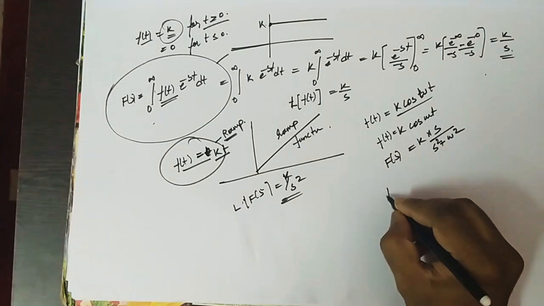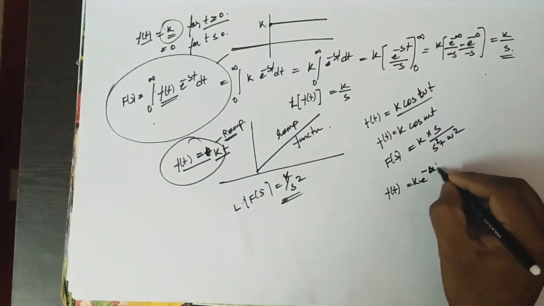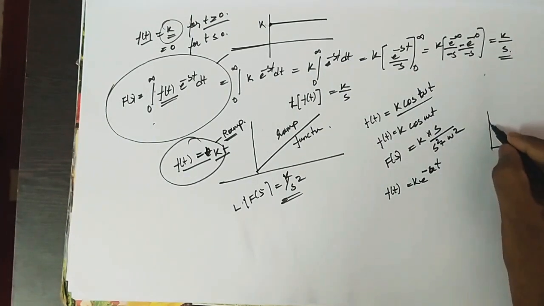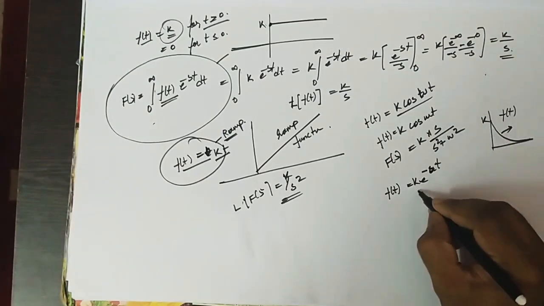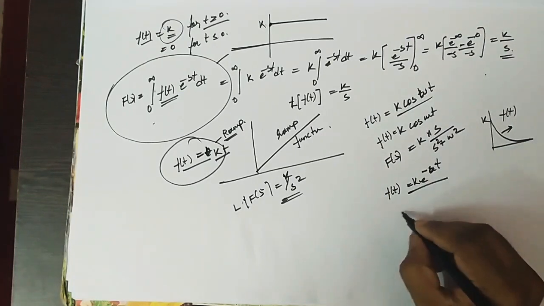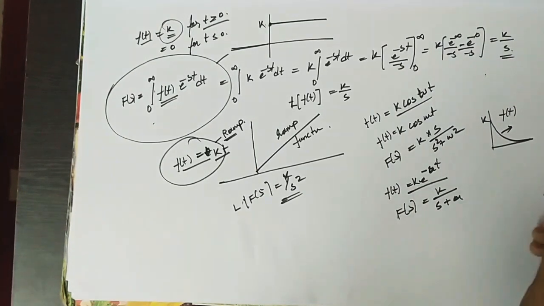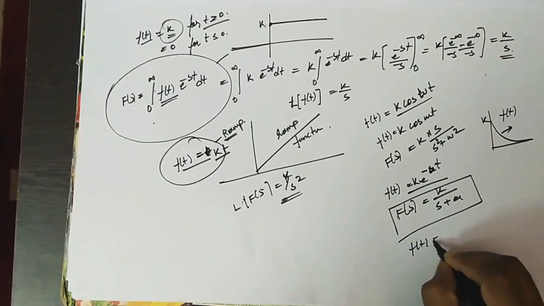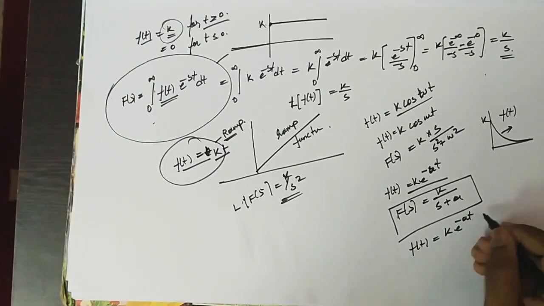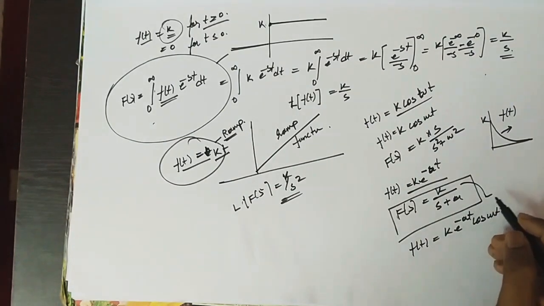Similarly, the Laplace of f of t equal to exponential form, k into e power minus at. So this is the exponential function, f of t equal to k into e power minus at. So the Laplace transform is k by s plus a. So you need to remember this concept. So f of t equal to k into e power minus at cos omega t means, so you'll use the properties. So we'll see the properties now.